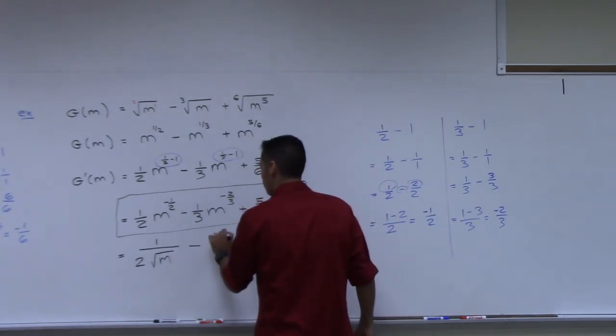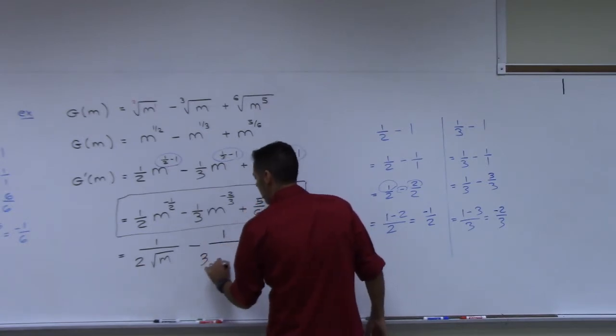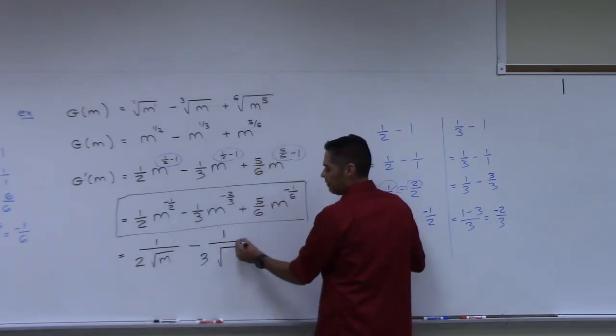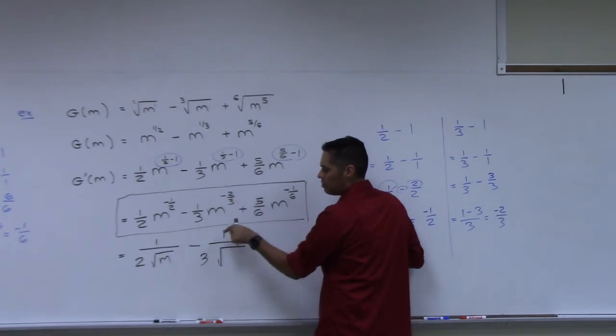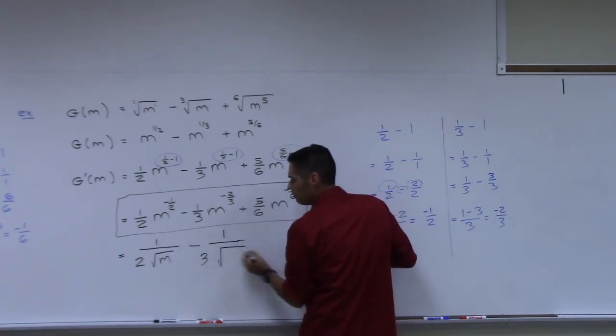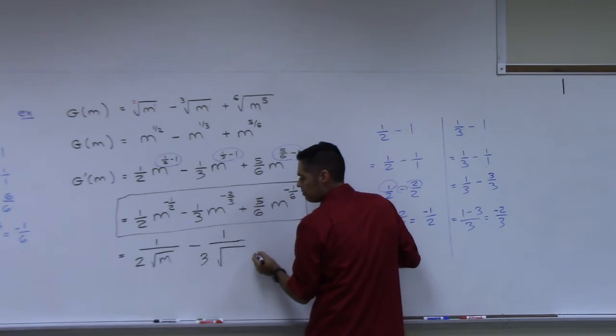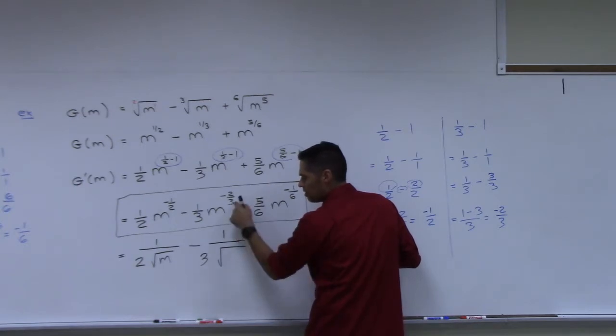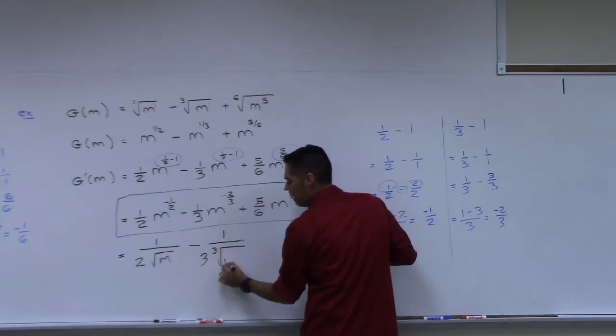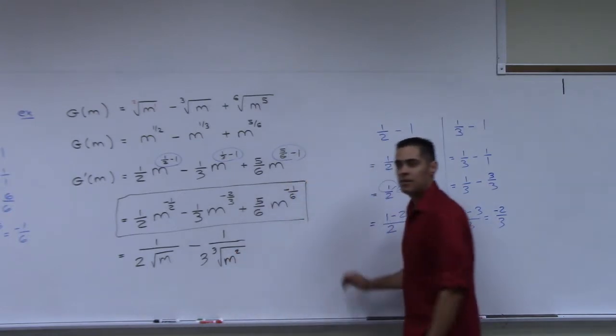Look, watch. Minus 1 over 3. And then what would I have down here? This right here moved down, so it's positive. So it would be what? What root? Is it a square root? No, because there's a 3 here. So it would be the cube root of m squared. That's the same.